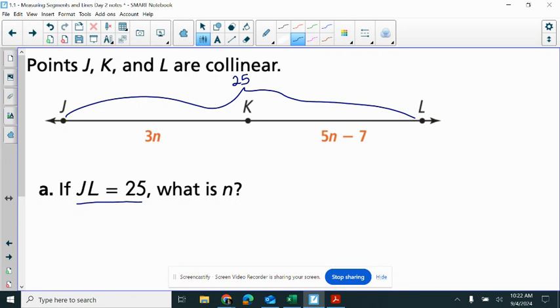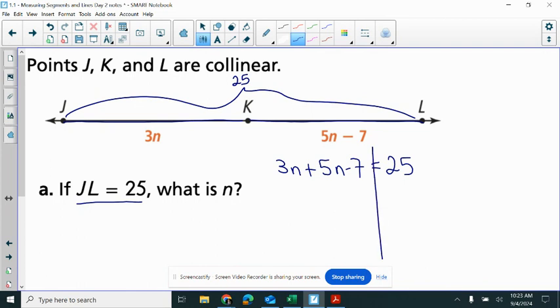I know that if I have a segment, the two small pieces, this piece plus this piece, is going to equal both of the pieces together. So that's how we're going to set up the equation. The first segment, JK, is 3n, plus the other segment is 5n minus 7, and together they equal 25.